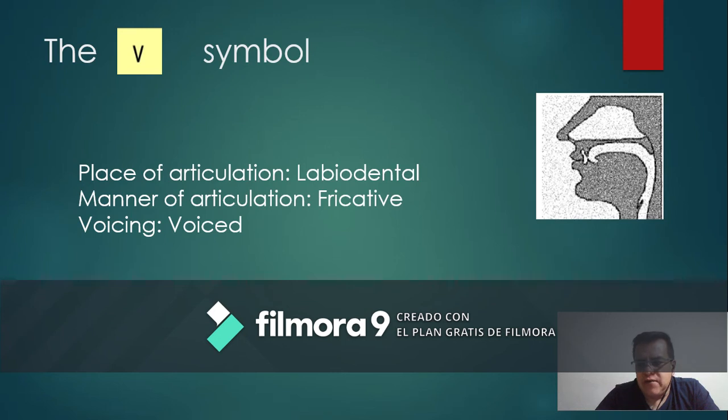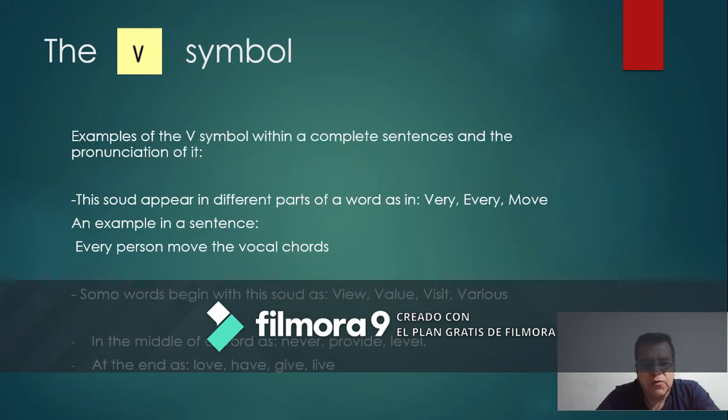It is voiced because you produce the sound by vibrating your vocal cords. Look at this. Put your hand again here and pronounce that sound. And you feel the vibration. To produce the sound, put your teeth on your lips and force air out between your teeth and lips. Some of the words we have with this sound are very, every, move. An example in a sentence is: every person moved the vocal cords.